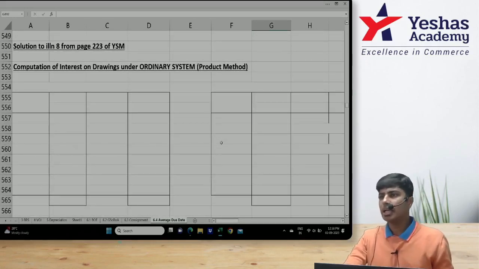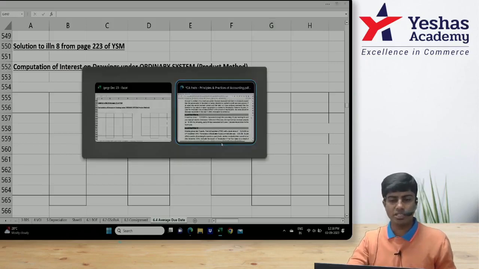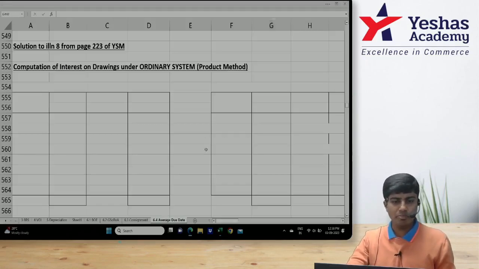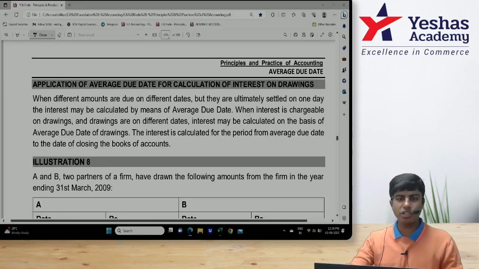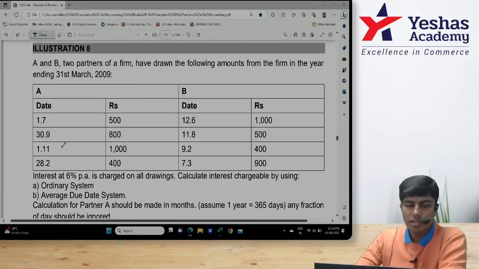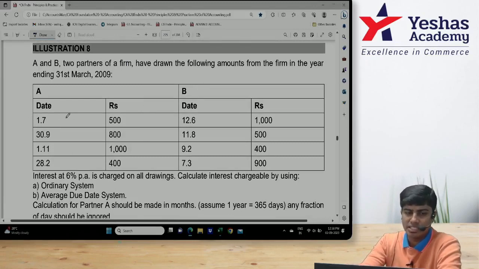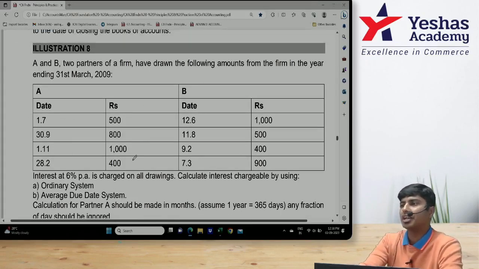This is an interest on drawings question. In a partnership firm, whenever a partner withdraws money, we compute interest on drawings. A and B are partners. These are the dates and the drawings that they've made. For this period, we compute interest on drawings under the product method. You would have done this in your PU. You remember?